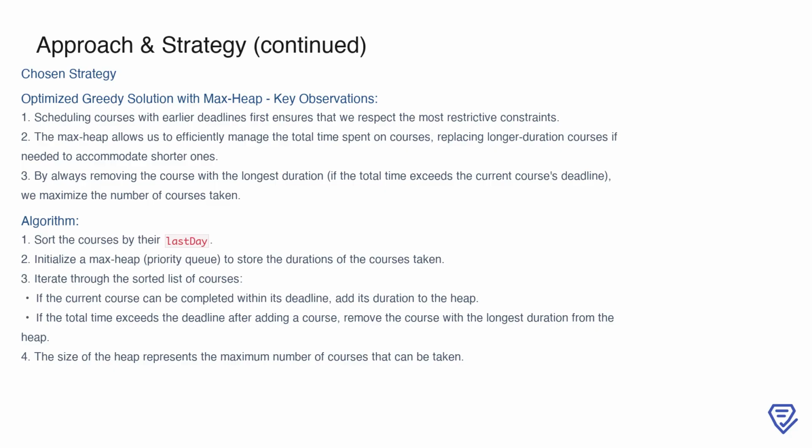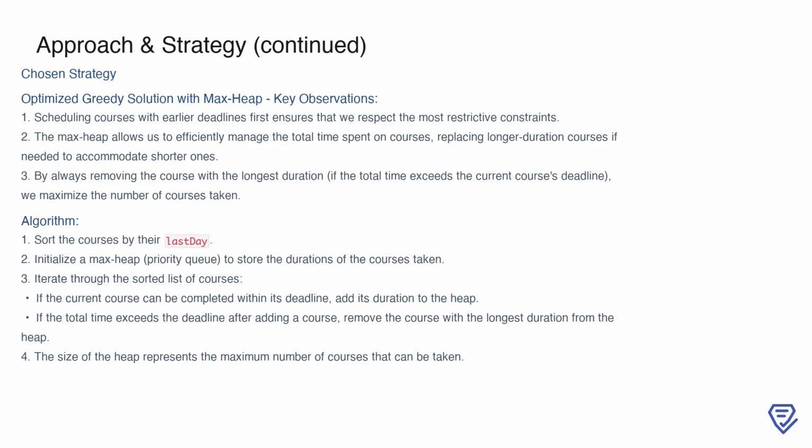First, by scheduling courses with earlier deadlines first, we ensure that we respect the most restrictive constraints. Second, the max heap allows us to efficiently manage the total time spent on courses, enabling us to replace longer duration courses when necessary. Specifically, whenever adding a new course causes the total time to exceed the current course's deadline, we remove the course with the longest duration from the heap. This ensures that we are maximizing the number of courses taken while adhering to deadlines.